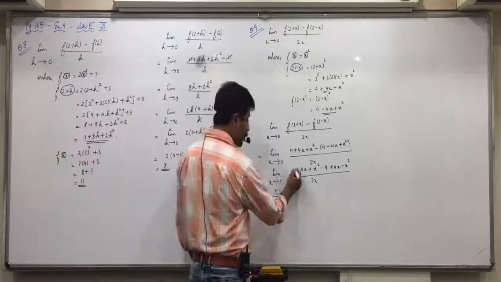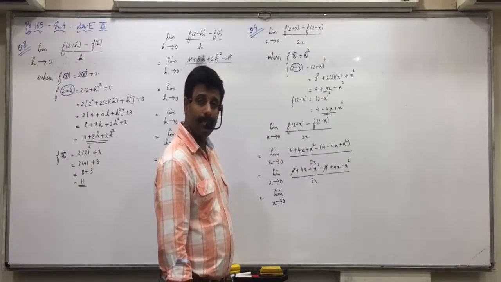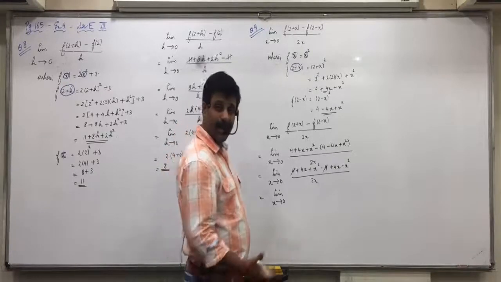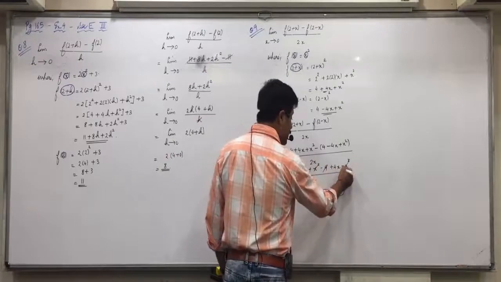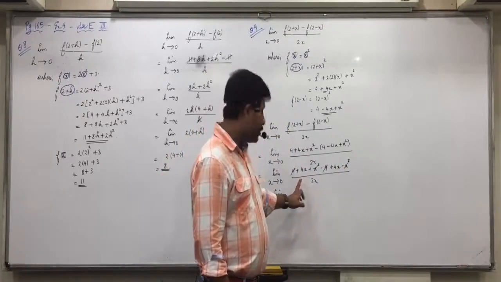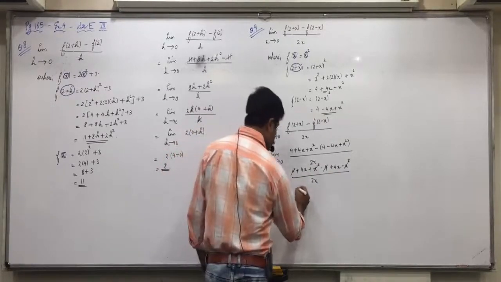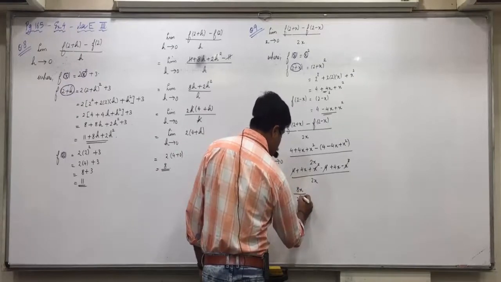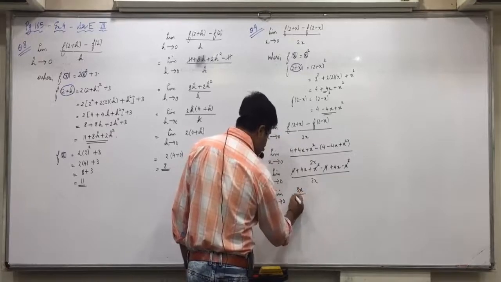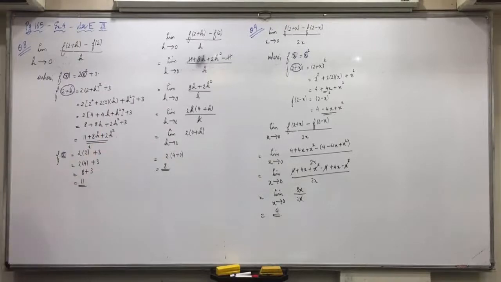What all will get cancelled? 4 minus 4 cancel. What else? x² minus x² will also get cancelled. What is 4x plus 4x? 8x. So now 8x divided by 2x, x gets cancelled, and 8 divided by 2 is 4. The answer is 4. Did everyone understand this?